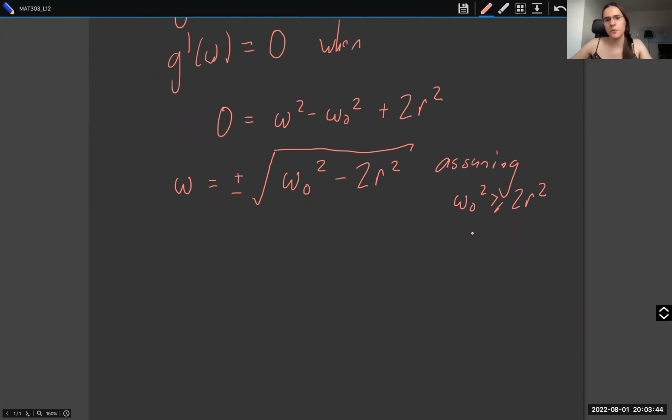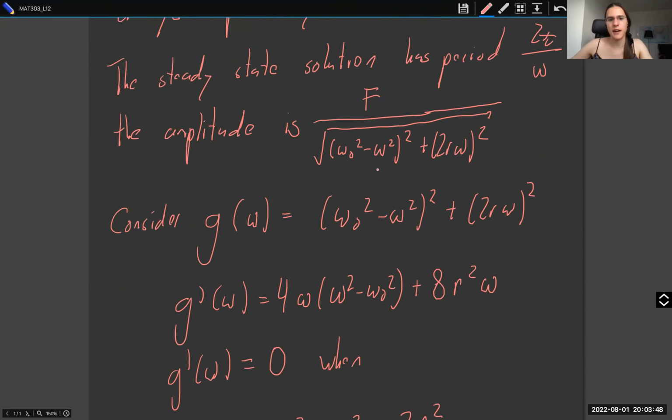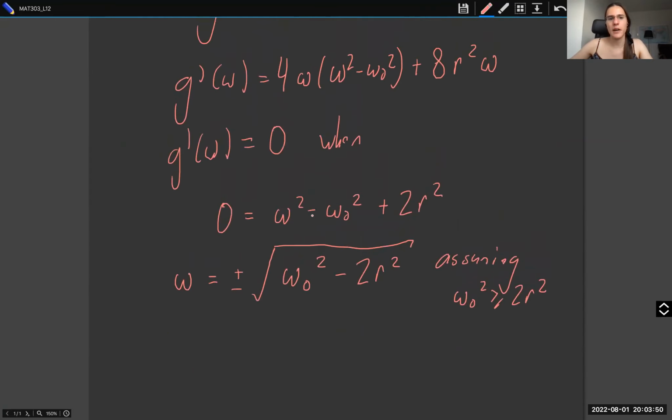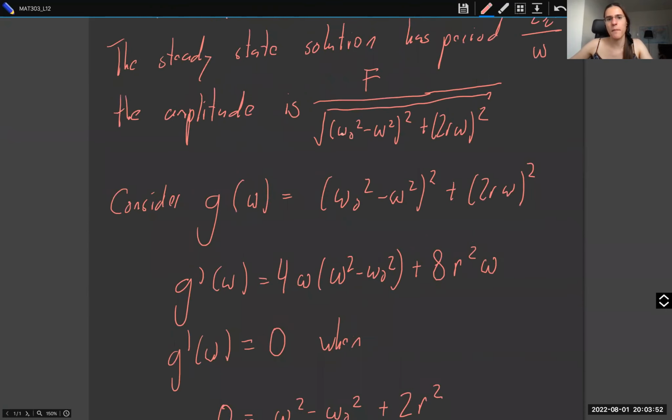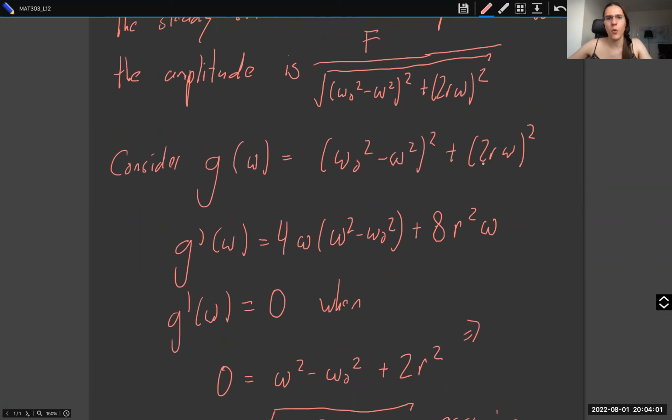So assuming that we're in this regime, the expression omega squared minus omega naught squared appears here. So this also tells us that omega squared minus omega naught squared, or the other way around, is equal to 2r squared, right?